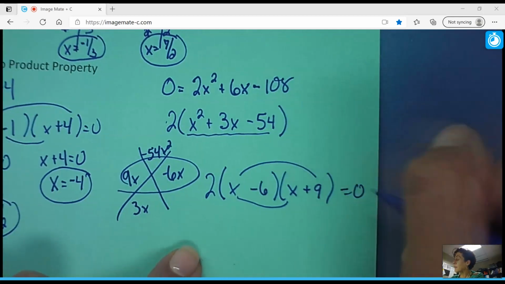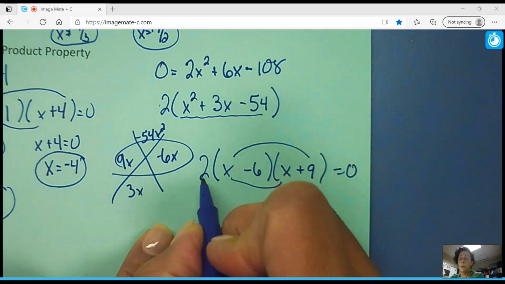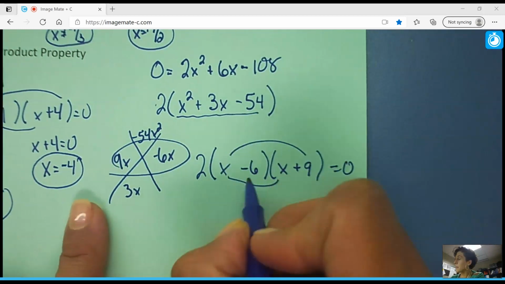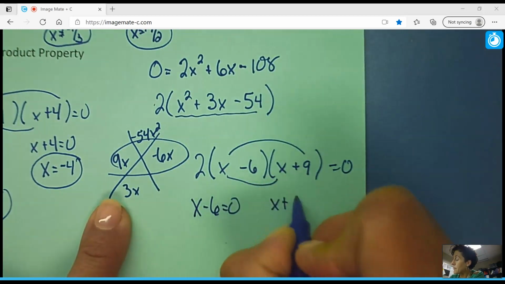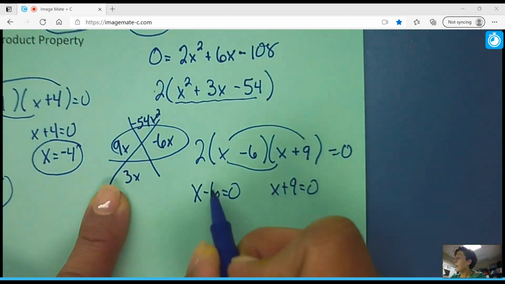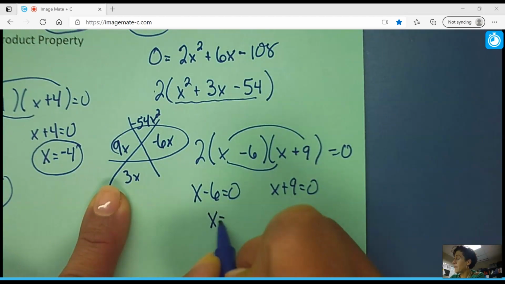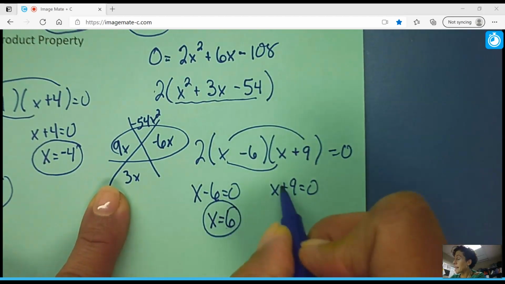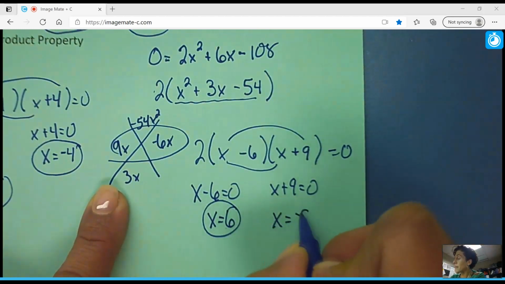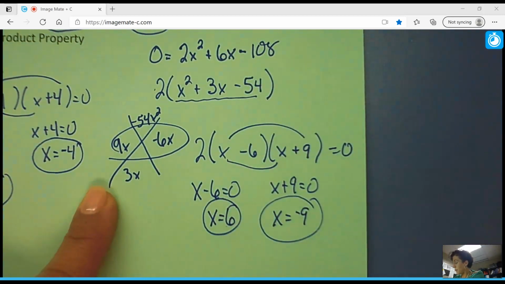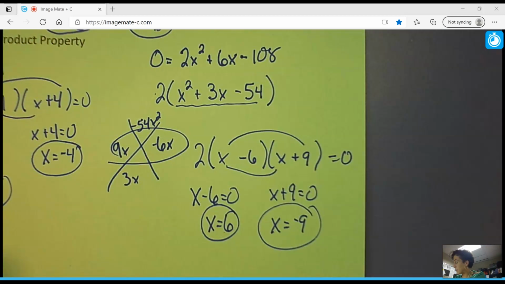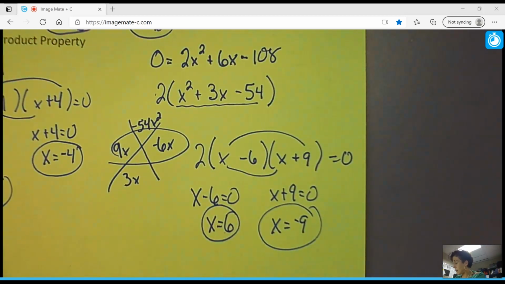Now that it's in factored form, remember this factor will always stay 2. Nothing can make it 0. So what can make this factor 0? What can make this factor 0? And for here, I would just add 6 over. So one of my 2 solutions is 6, and I could subtract 9 over, and one of my 2 solutions is negative 9.